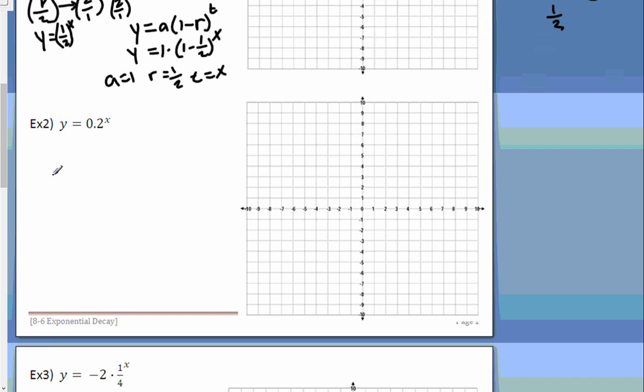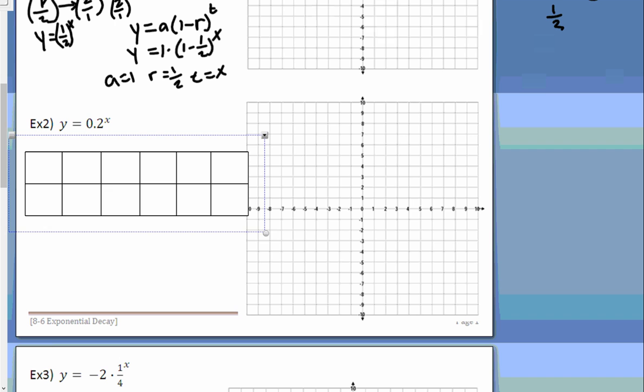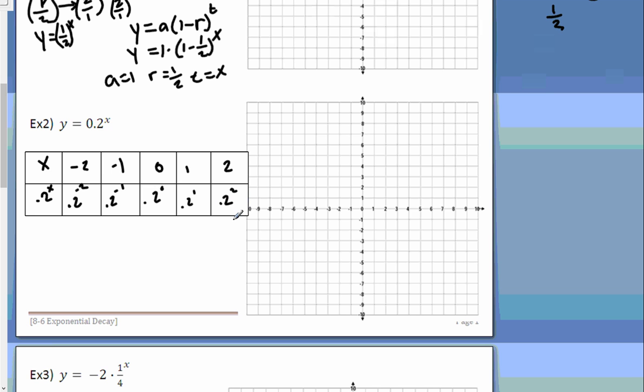In example 2, just like before, we need to make a table. So let me insert a table here. This is going to be x. This is going to be 0.2^x, with x values -2, -1, 0, 1, and 2. You can use a calculator for this. This is 0.2 to the -2, 0.2 to the -1, 0.2 to the 0, 0.2 to the 1, 0.2 to the 2.